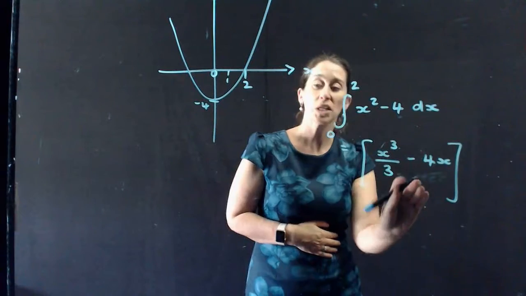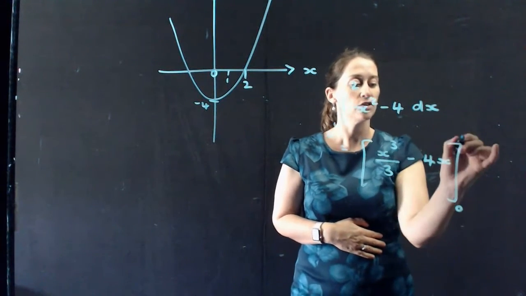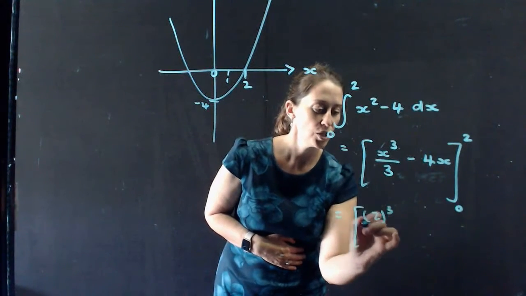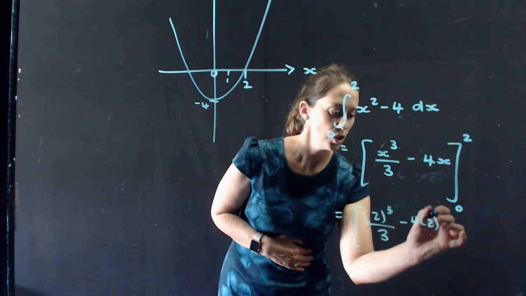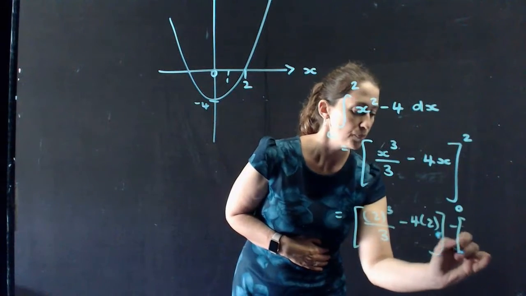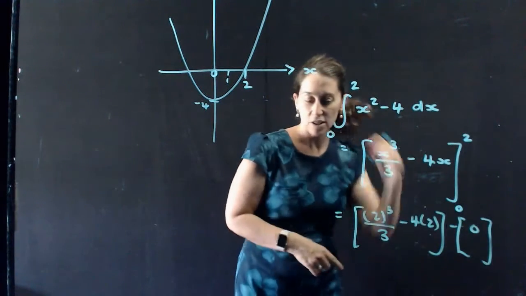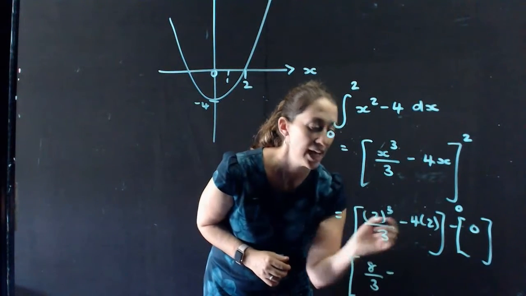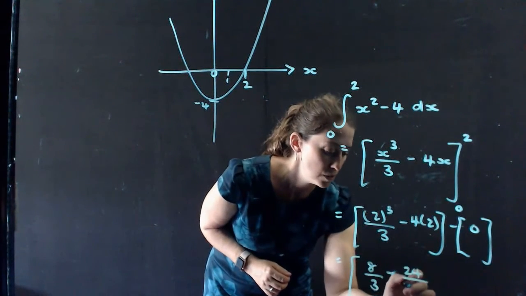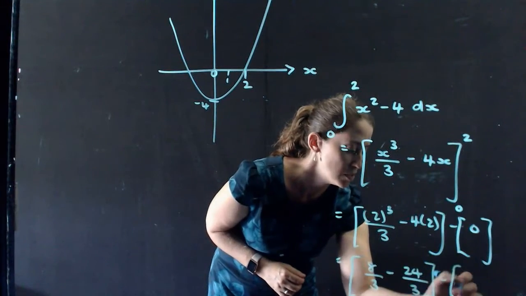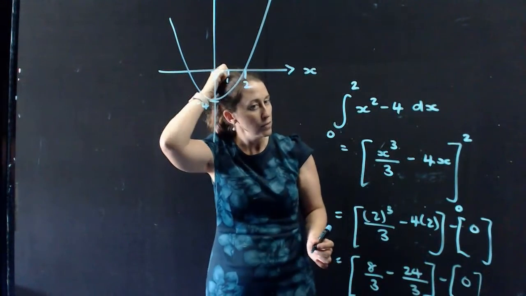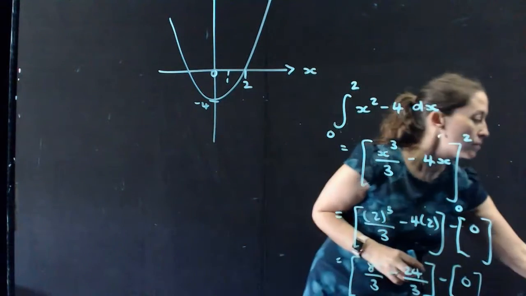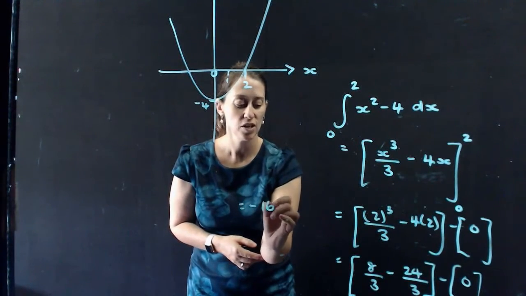And because I said I wanted to work the definite integral out between 0 and 2, I'm now going to substitute those values in. So that gives me 2 cubed over 3 minus 4 times 2, take away 0. Working that out, we've got 8 over 3 take 8, which is 24 over 3, and then I'm taking away 0. If I work out that definite integral, I get 8 take away 24, so minus 16 over 3.